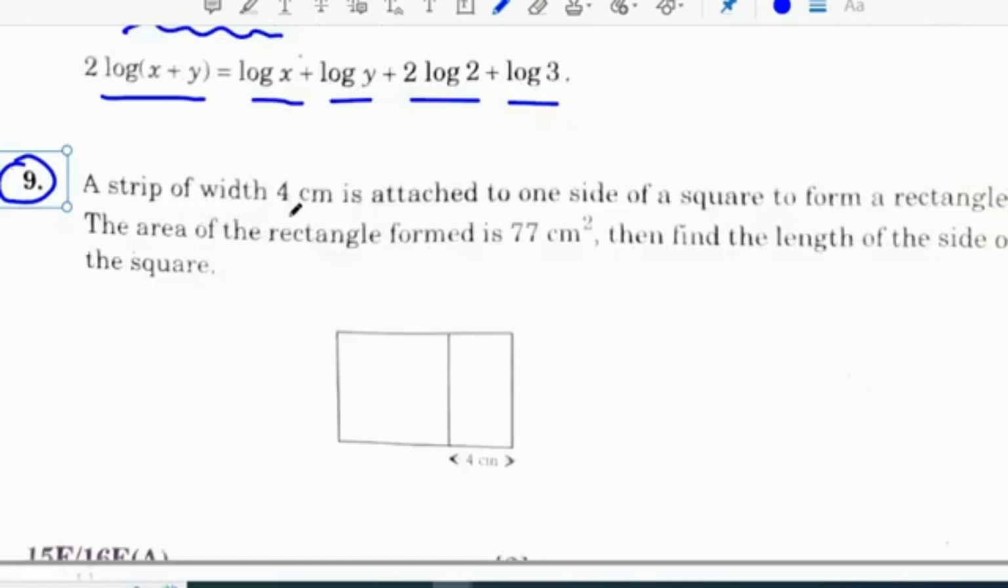And the question: a strip of width 4 centimeters is attached to one side of a square to form a rectangle. So this is the strip attached to the square to form a rectangle. The area of the rectangle is 77. Then find the length of the side of the square. So we need to find the side of the square in this problem.